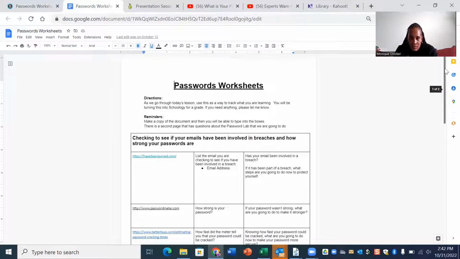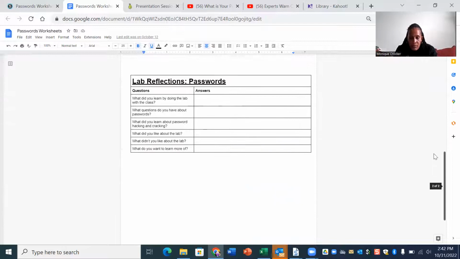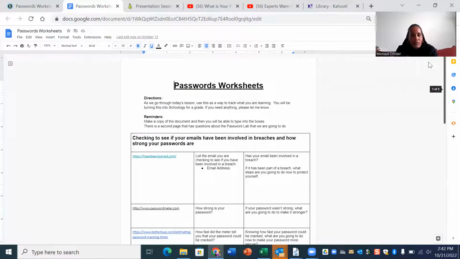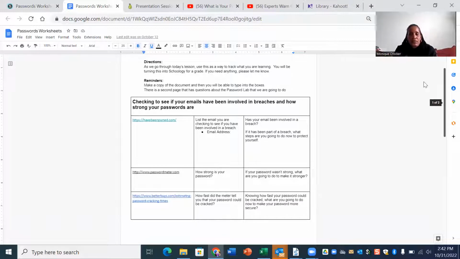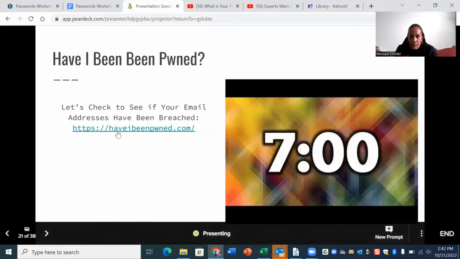So I would tell them, guys, we have a password worksheet here. As we're going through today's activities, you can record your information here in this little worksheet. So the two things we're going to do: Have I Been Pwned, a password meter, and also the cracking times for your password. We would record the information on their worksheet here. We would go through each of these.